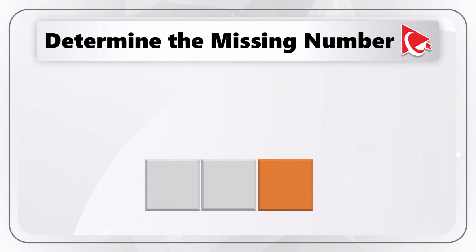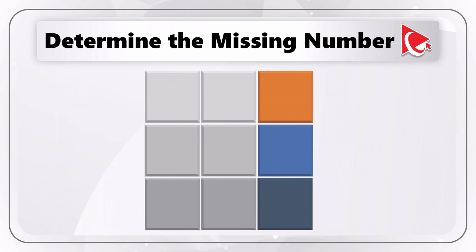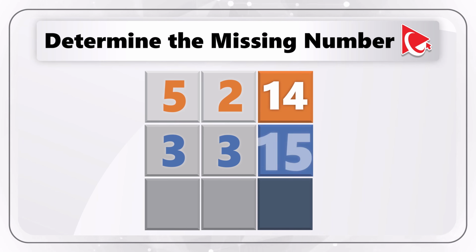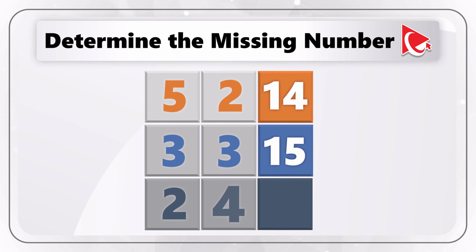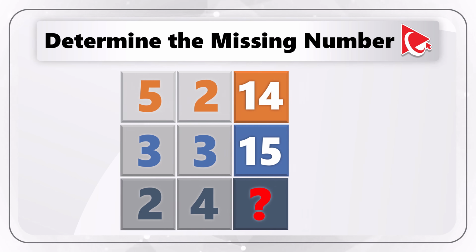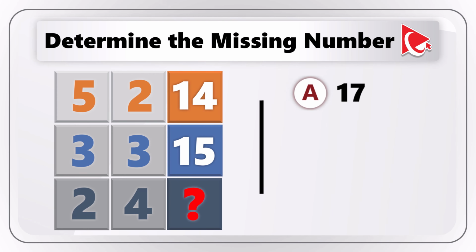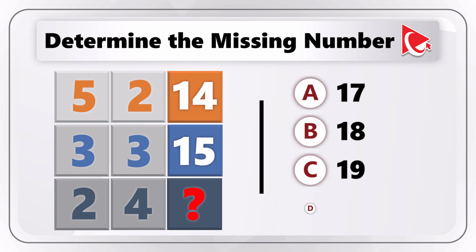You're presented with a 3x3 matrix. The matrix has numbers 5, 2, 14, 3, 3, and 15, 2, 4, and then comes the missing number, which you need to calculate and select out of 4 possible choices. Choice A, 17, choice B, 18, choice C, 19, and last but not least, choice D, 20. Take a close look and rationalize to see if you can come up with the answer.